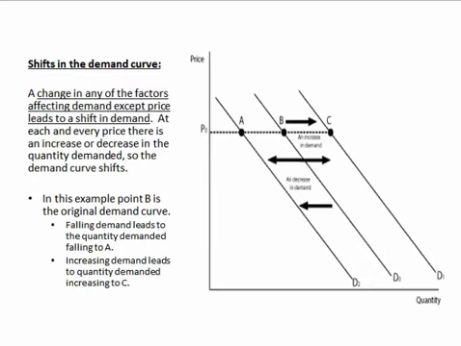Shifts can also occur on a demand curve. A change in any of the factors affecting demand except price leads to a shift in demand. At each and every price there is an increase or decrease in the quantity demanded, so the demand curve shifts. In the example shown, point B is the original demand curve. Falling demand leads to a quantity demanded falling to point A. Increasing demand leads to a quantity demanded increasing to point C.